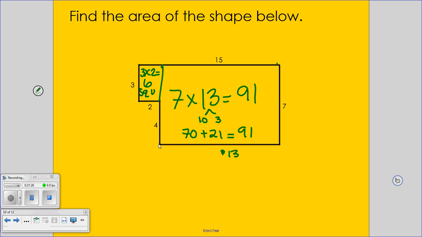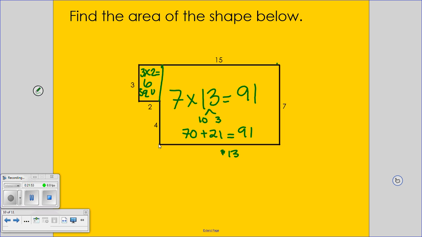I broke apart my 13 into a 10 and a 3. 7 times 10 is going to be 70. 3 times 7 is going to be 21. Those two added together is going to give me a sum of 91. Am I done? What's my next step?